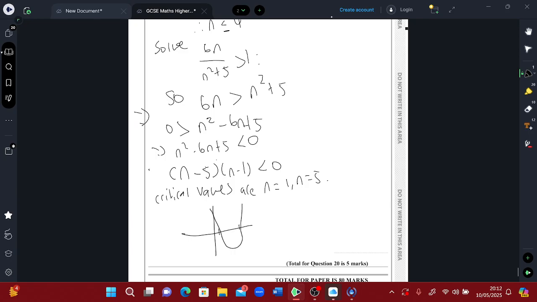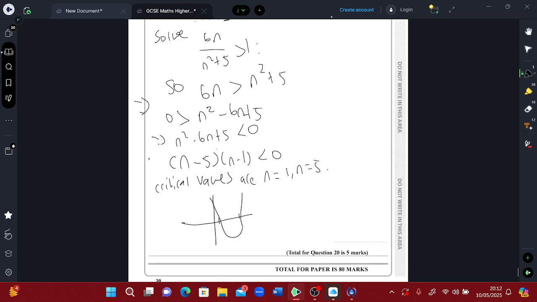So it's going to look like that, although it's a bit wonky. Obviously that's 1 and that's 5 here, and that's 1 where it passes through. Now pay attention to this. If we say y is n squared minus 6n plus 5, this is the same as saying y is less than 0. So the graph has to be below 0. Obviously, it goes below 0 here. This is the region we're interested in.